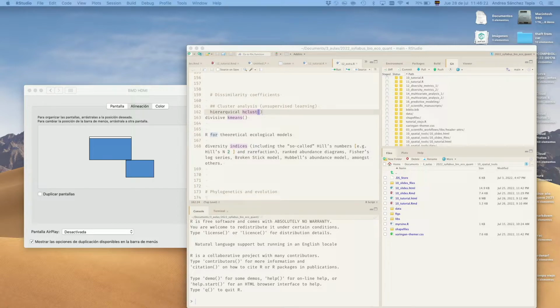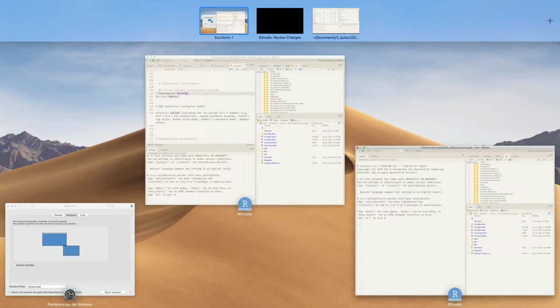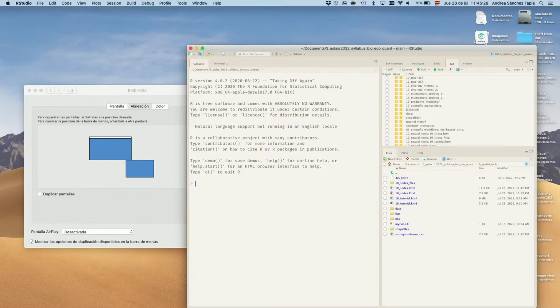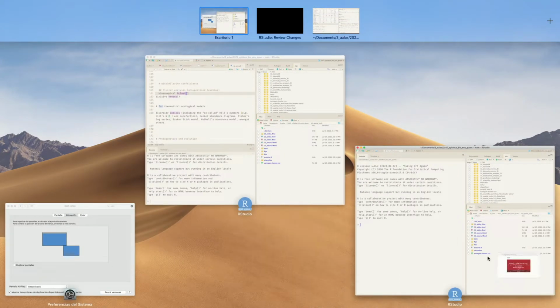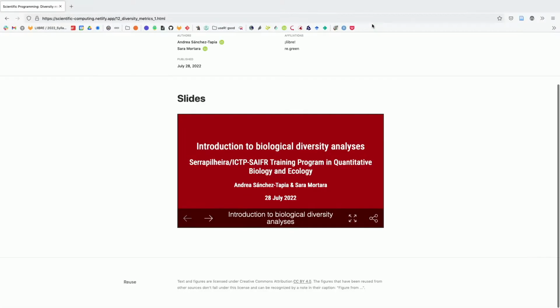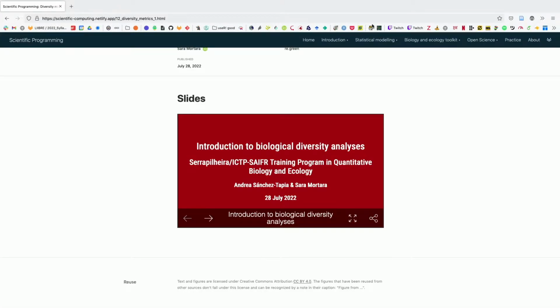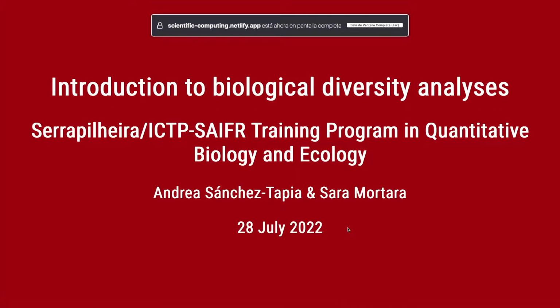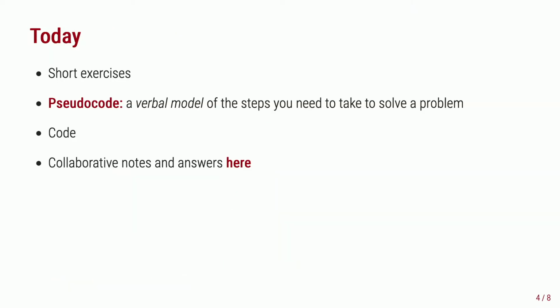So, can anyone tell me what you understand when I talk about diversity? What does diversity in this context mean? Maybe if you have worked already with diversity, which kind of characteristics of data are we looking for?